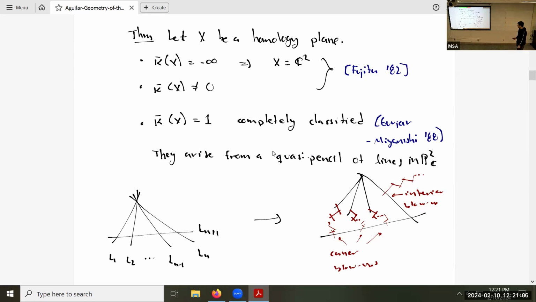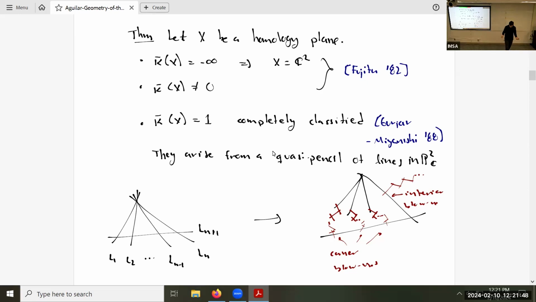And those homology planes with logarithmic Kodaira dimension 1, they are completely classified by Gurjar and Miyanishi in '88, and they arise in the following way. So you have something called a quasi-pencil of lines in P2. So it's basically a bunch of lines passing through one point, but then you put another line that is in general position. Then you have to blow up points here, points in the line L1 until Ln minus 1, intersecting Ln plus 1. So basically those points.